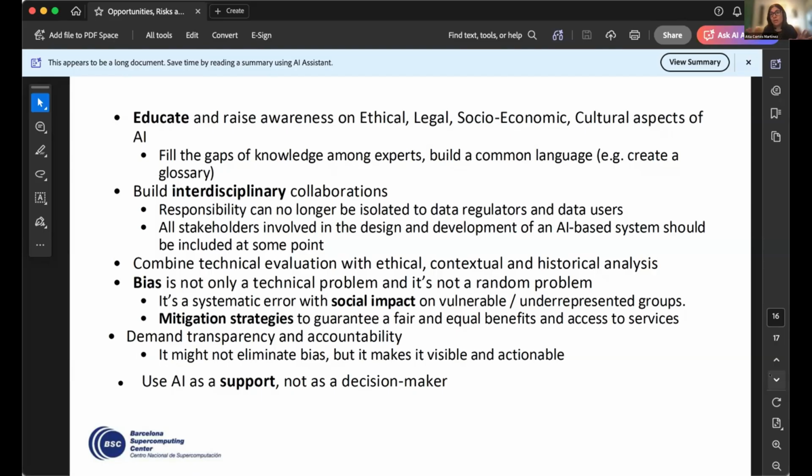And one of the, I think, the keys is that AI needs to be used as a support tool, not as the final decision maker. And that's it, because I don't know if I have more time.